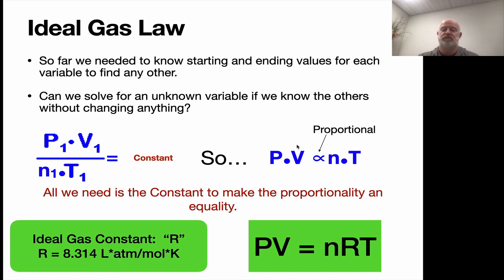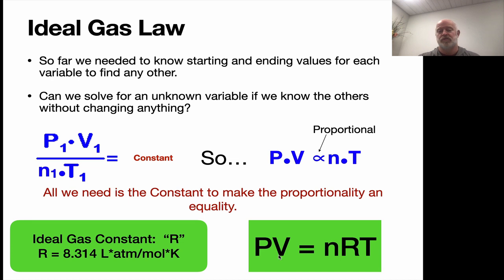So we have liters for volume, atmospheres for pressure, moles for moles, and kelvins for temperature. That way, this mathematical constant can cancel out any unit that's inside this math. So don't let this confuse you. This is just a label for our value for R. Often we write it like this, PV equals nRT.